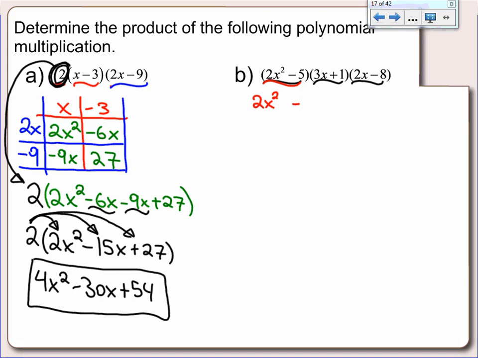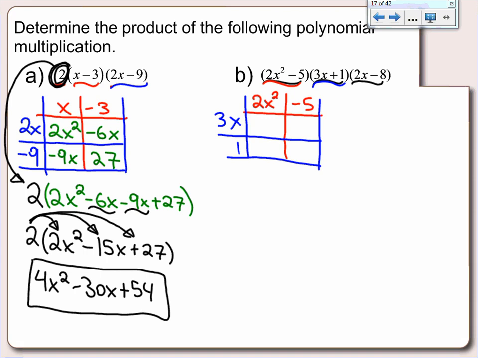We're going to take our second one, and we're going to write it down the side of our square. Notice that my 5 is a negative 5 on the top. Don't ever forget to write your negatives in there. Very important. And then we start to fill in the inside.